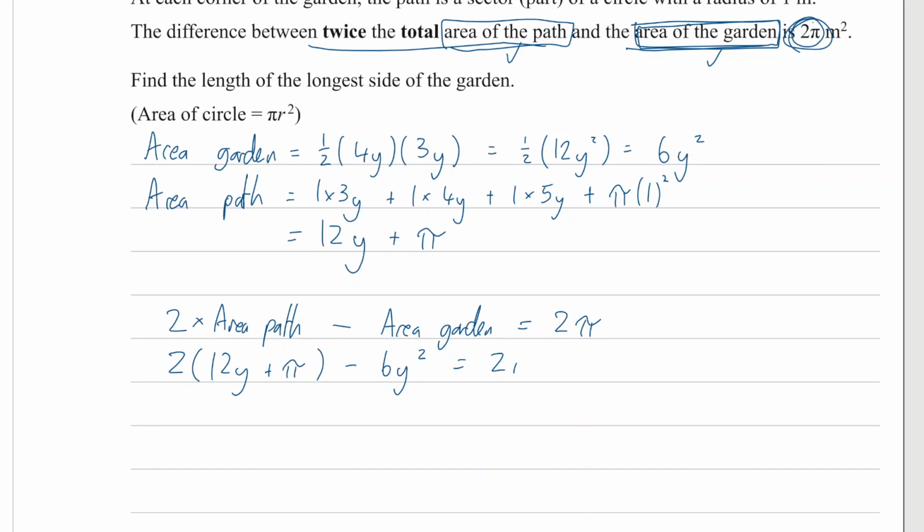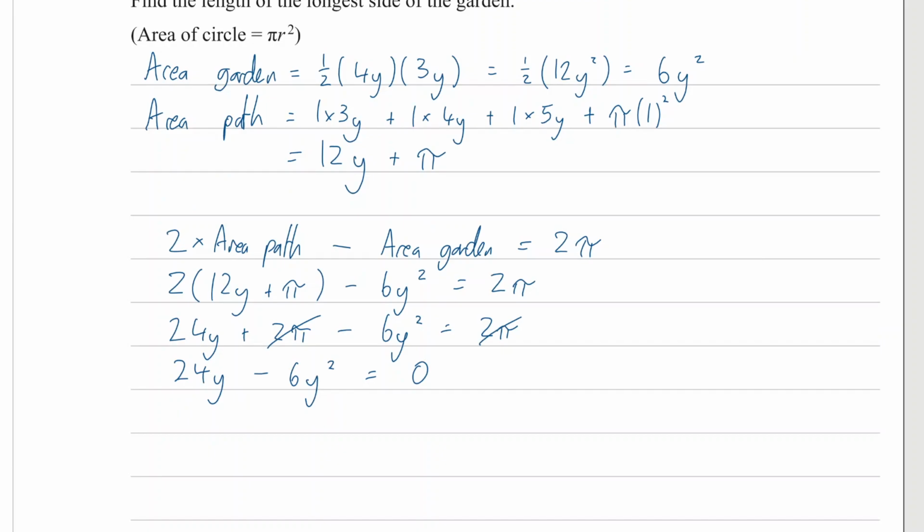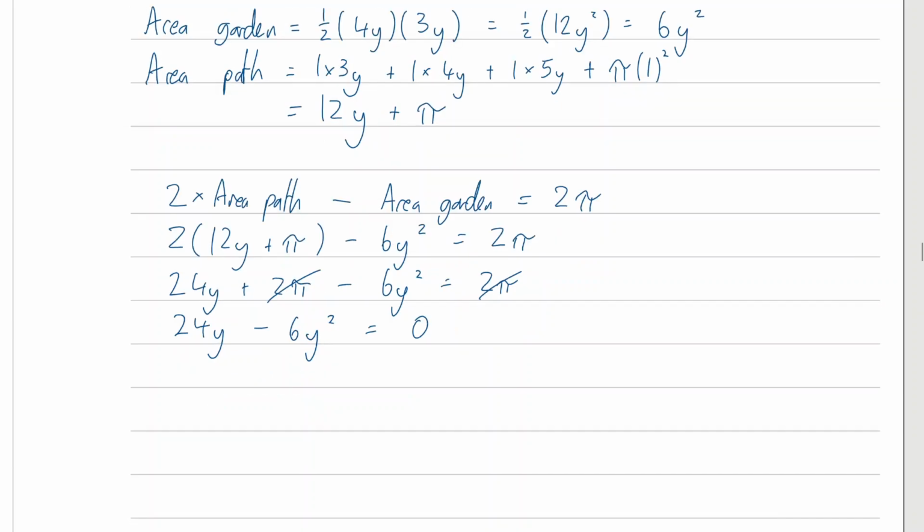Let's expand the bracket, so that's 24y plus 2 pi minus 6y squared equals 2 pi. We could subtract 2 pi from both sides. 24y minus 6y squared equals 0. What else? We could divide both sides by 6. Yeah, that simplifies it a bit. So 4y minus y squared equals 0. And now we have a quadratic equation. And now we can solve for y.